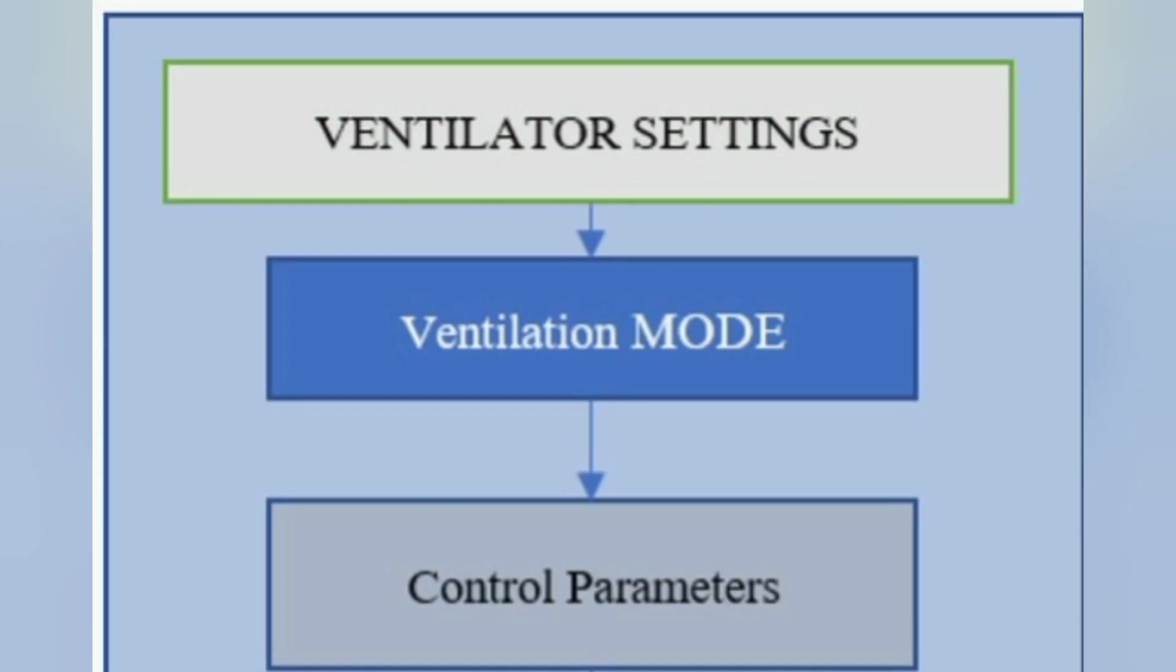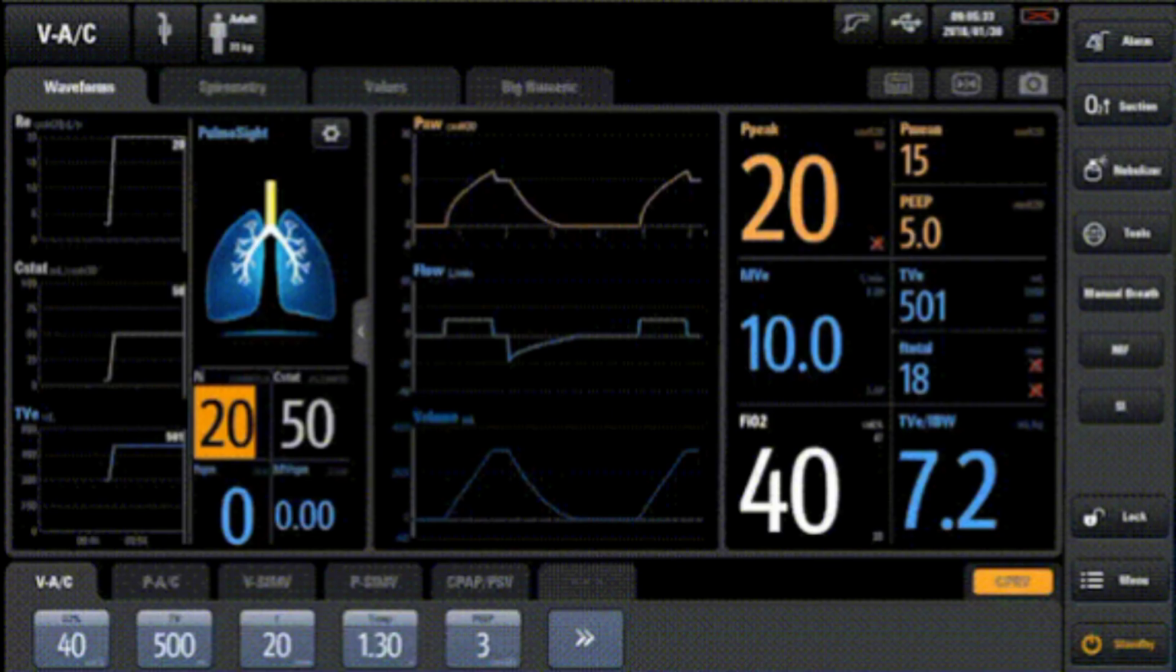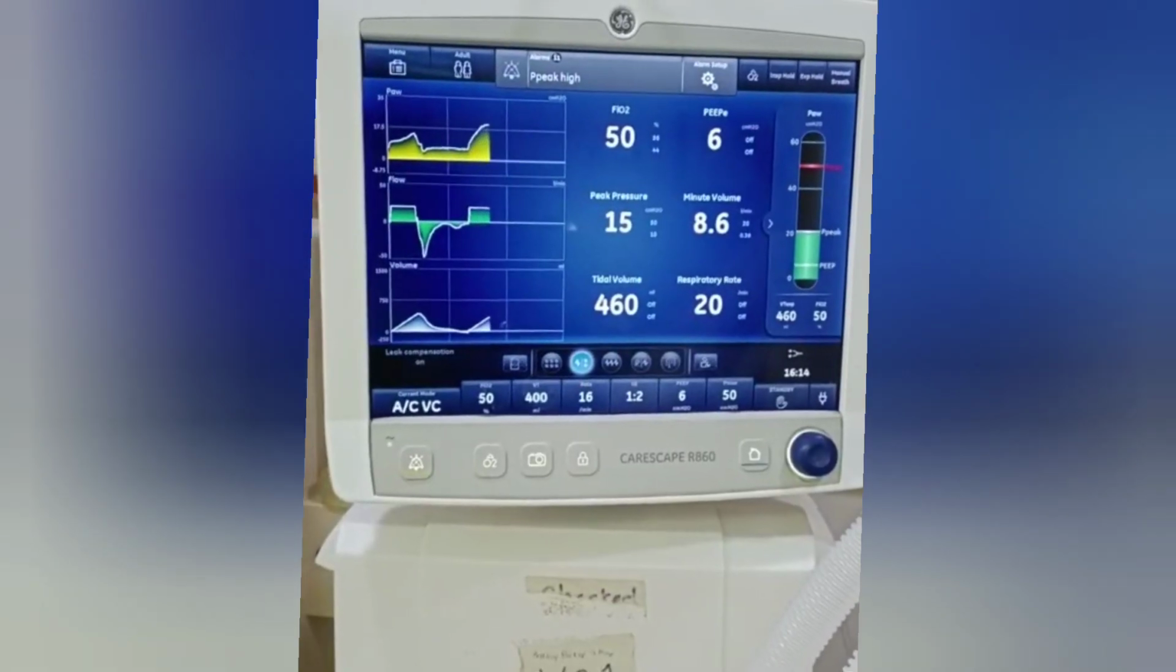Okay, hope you have understood all these parameters of ventilation and all the modes I have explained. Now I will show you how the ventilator looks on its display so that you will understand better.